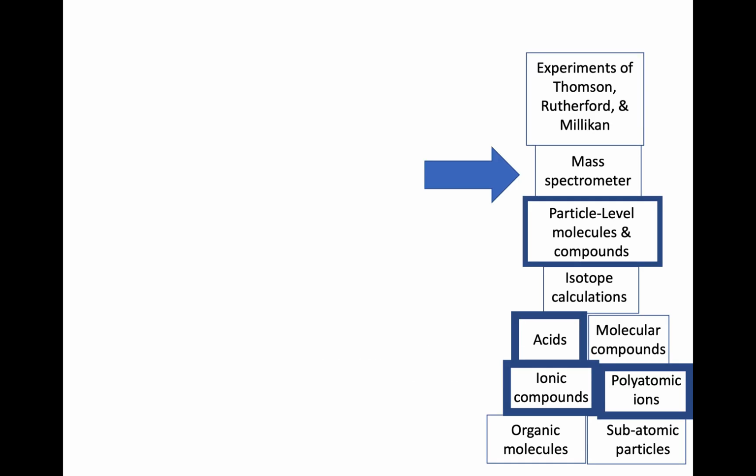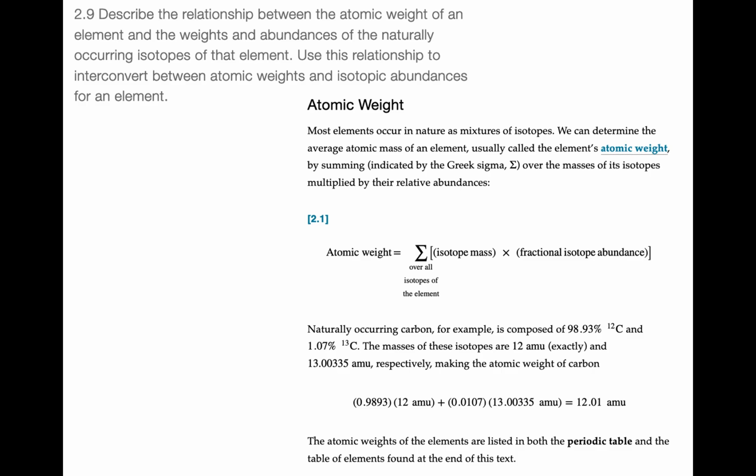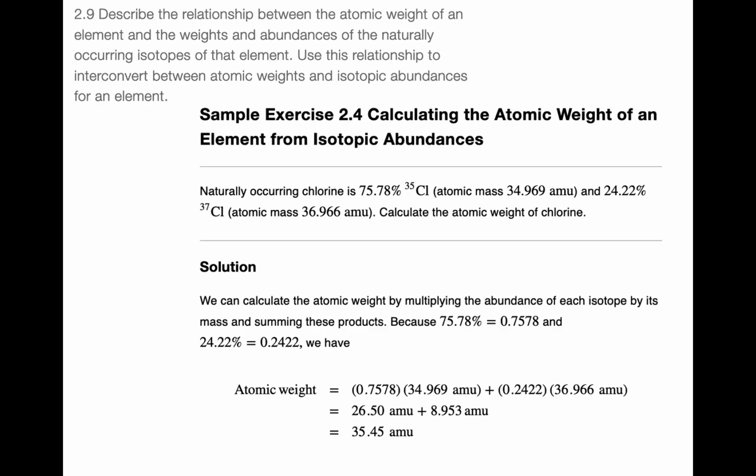The mass spectrometer, that's another of the more difficult topics within Chapter 2. That's addressed a couple different ways. There's calculations involving the atomic weight, where you're considering different isotopes in their fractional abundance. This sample exercise works through such an example involving 2 isotopes for chlorine.